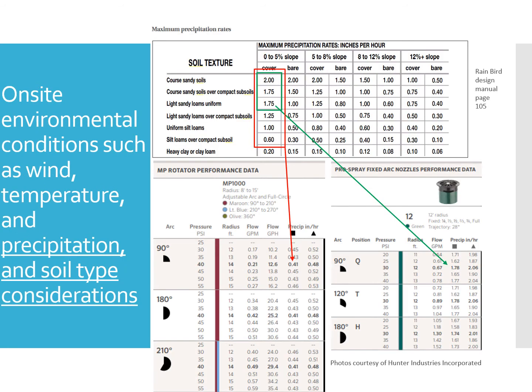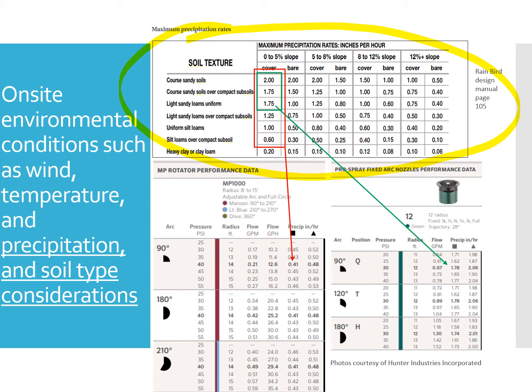Here we're going to talk about precipitation and soil type considerations. This chart here we talked about earlier, and it basically spells out how much water you can apply to different types of soil in an hour and have that soil be able to absorb it.